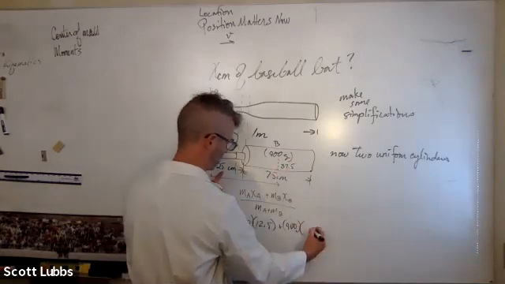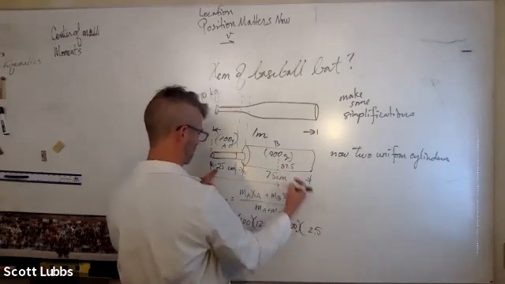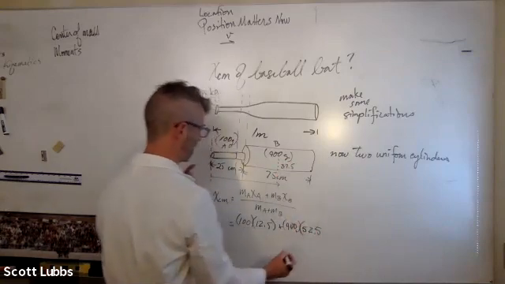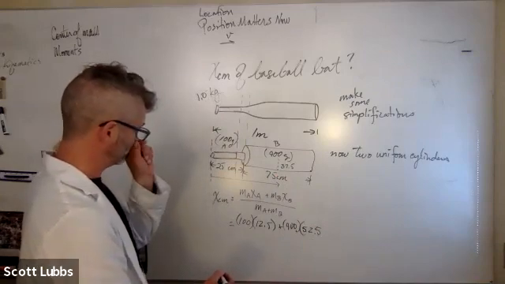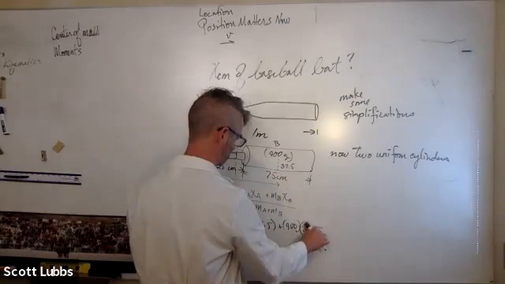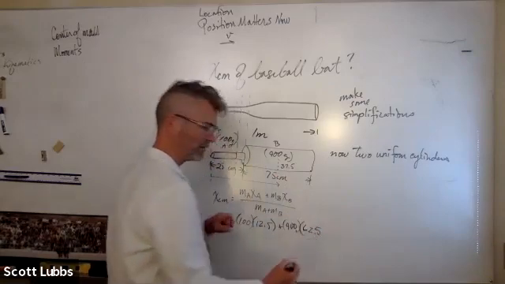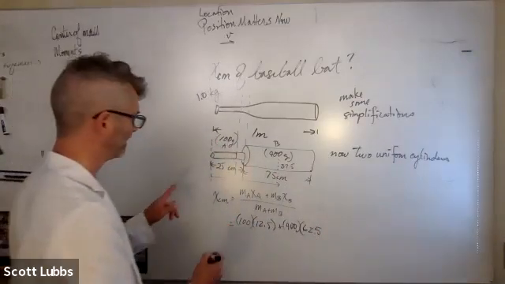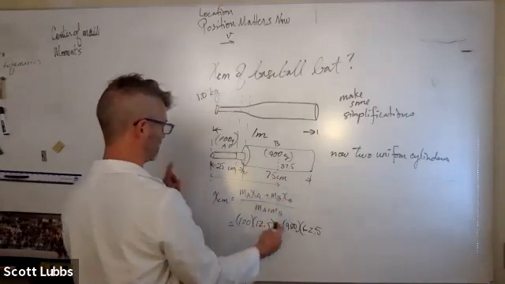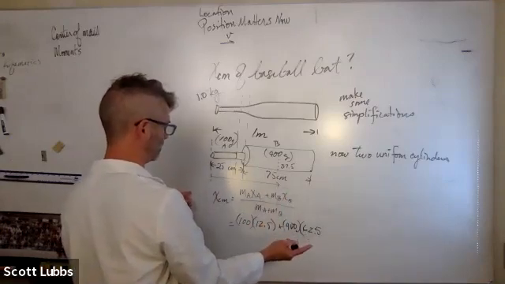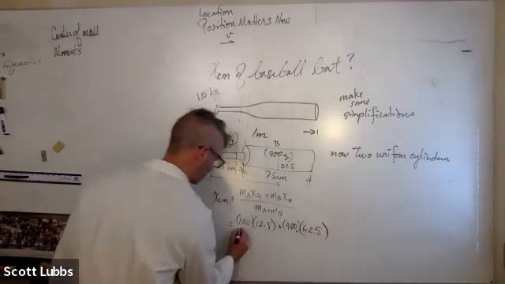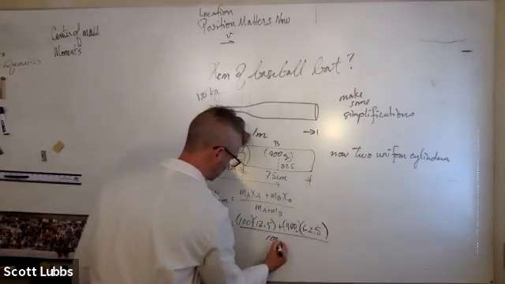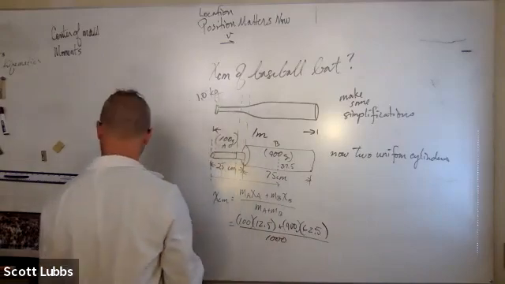That does not sound right. Doing this right. There we go, 62.5. Okay. Yeah. Divided by the mass of the whole thing, which is 1,000 grams.